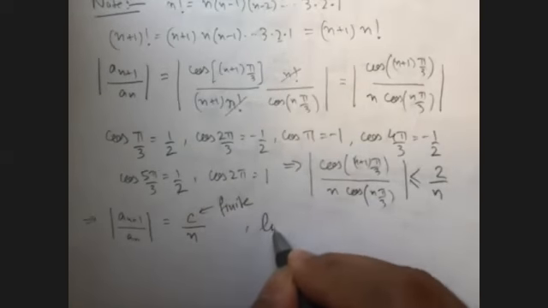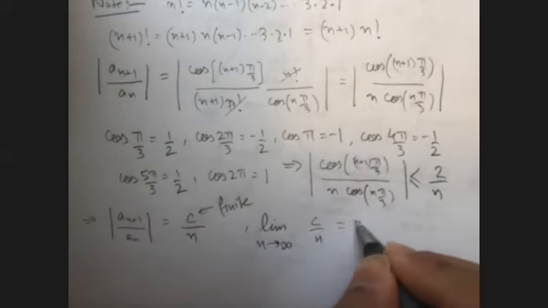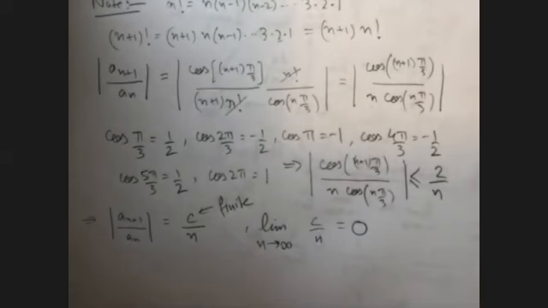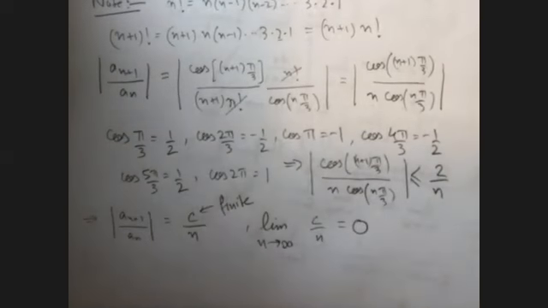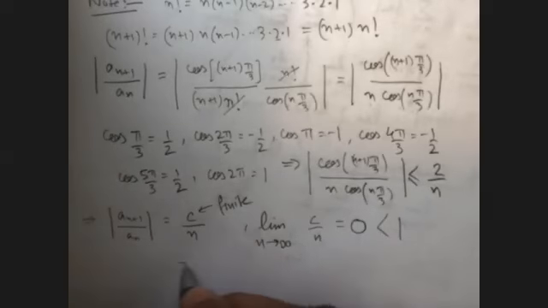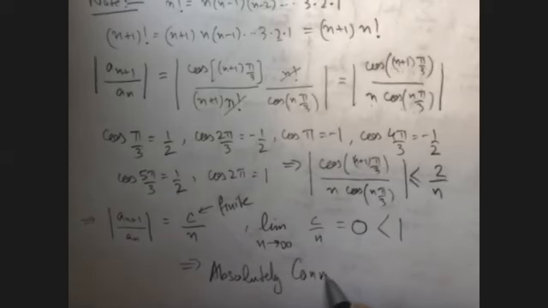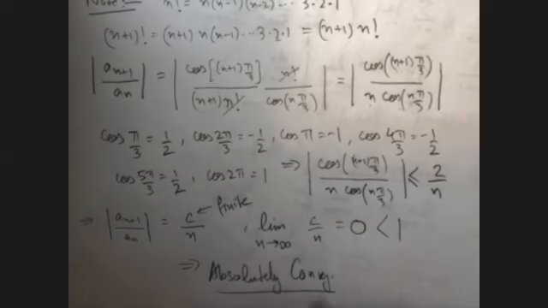So this means the limit as n tends to infinity of c over n is 0, which is less than 1. So the given series is then absolutely convergent, or AC.